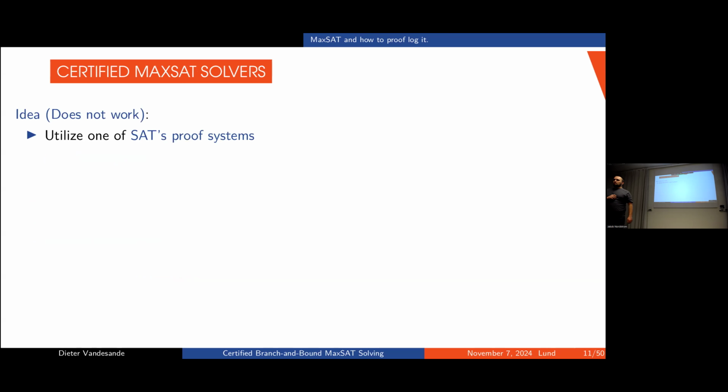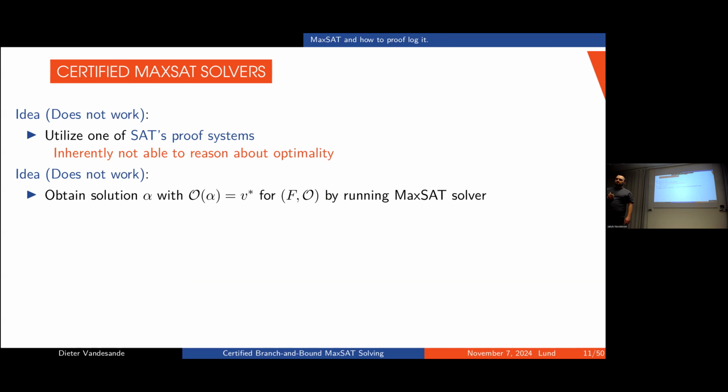So let's think out of the box. How can we proof log MaxSAT solvers without a native proof system? The first idea would be to just use one of these proof systems for SAT. But there is no such thing as an objective in SAT. So how can we even reason about optimality in these proof systems?